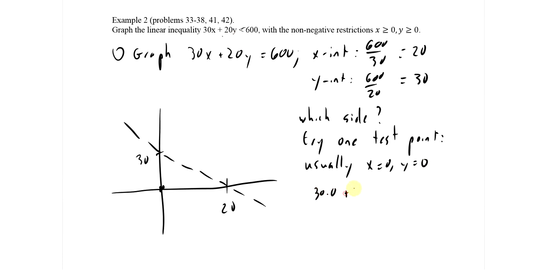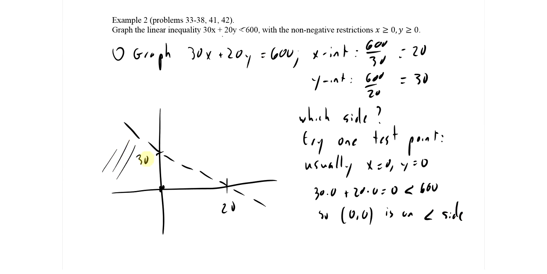30 times 0 plus 20 times 0 equals 0, and that is less than 600. So the origin, 0, 0, is on the less than side. And that's the side we want. So we must want everything out here. Right? That would be the less than side. Okay, great. Are we done? Well, not quite. What about these suckers? X greater than or equal to 0, y greater than or equal to 0.